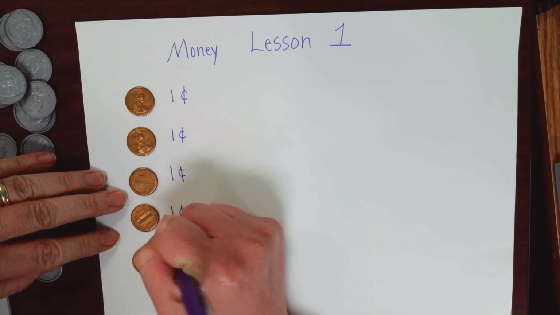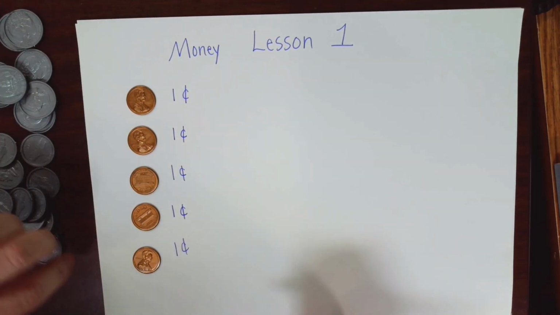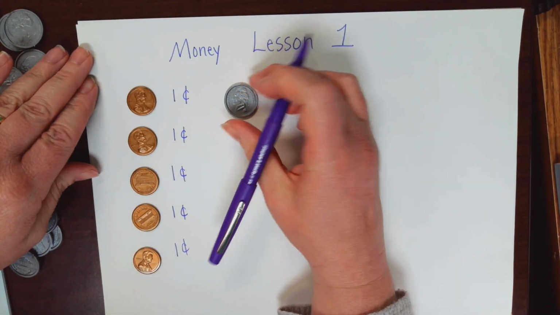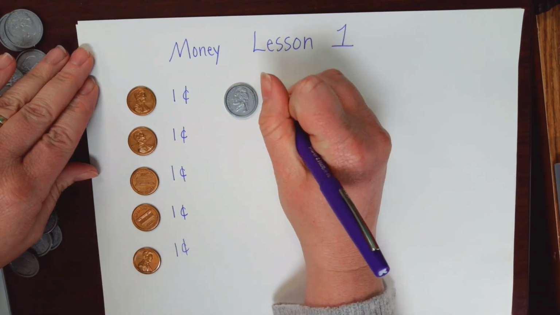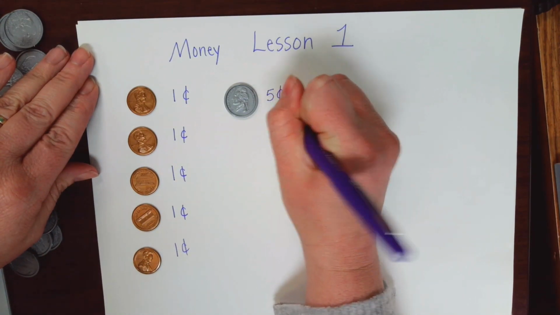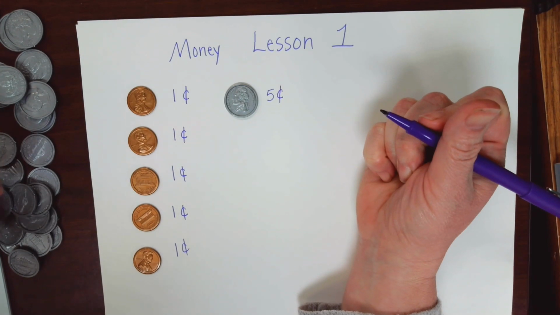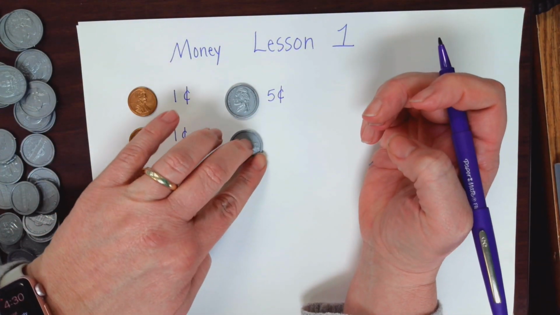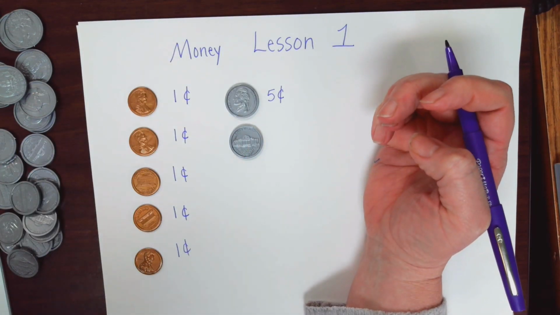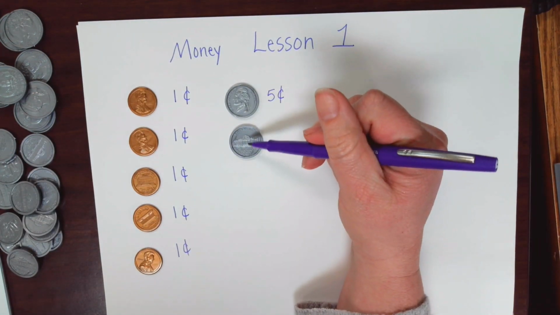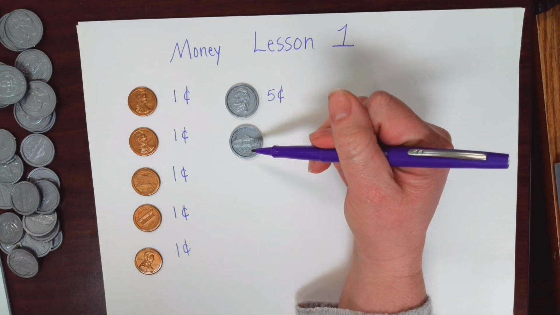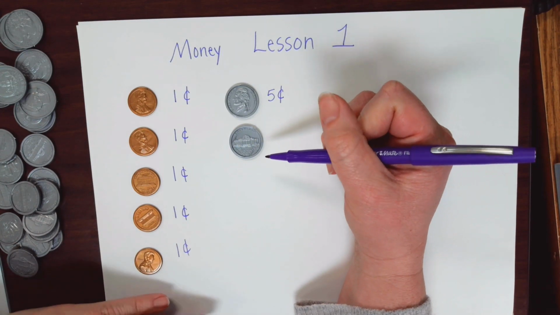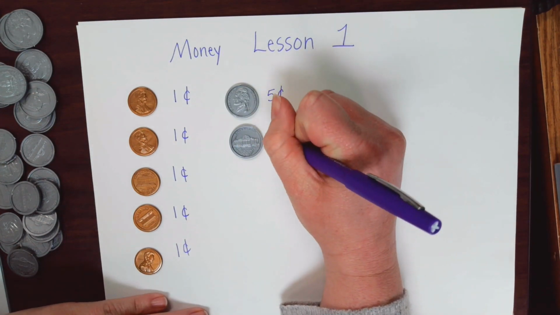And if I have 5 of these, then it equals 1 nickel. This is a nickel, and a nickel is worth 5 cents. If you have 2 nickels, there's the back of the nickel. It's bigger than the penny, and bigger than the dime, but not as big as the quarter.